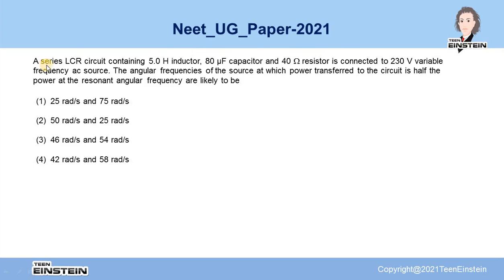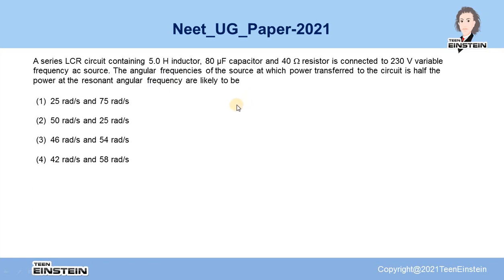Here is the problem. The problem states that a series LC circuit containing a 5 Henry inductor, an 80 microfarad capacitor and a 40 ohm resistor is connected to a 230 volt variable frequency AC source. You have to find out the angular frequencies of the source at which the power transferred to the circuit will be half the power at resonance angular frequency.